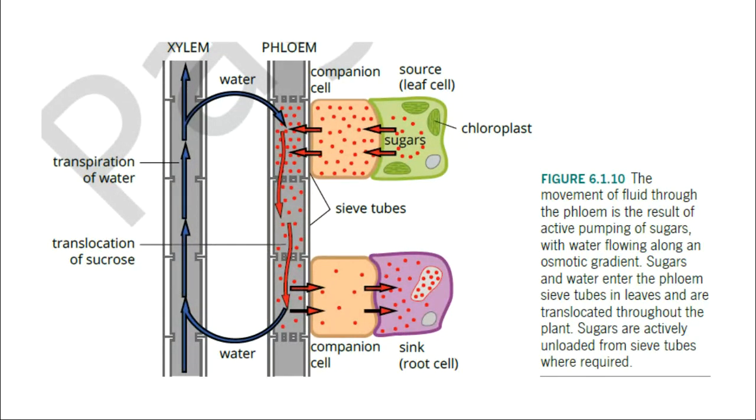We can see here that the xylem and phloem are moving next to each other, and that the movement of fluid through the phloem is because of the pumping of the sugars with water in through the osmotic gradient, through the sieve tubes, and unloaded where it is required.